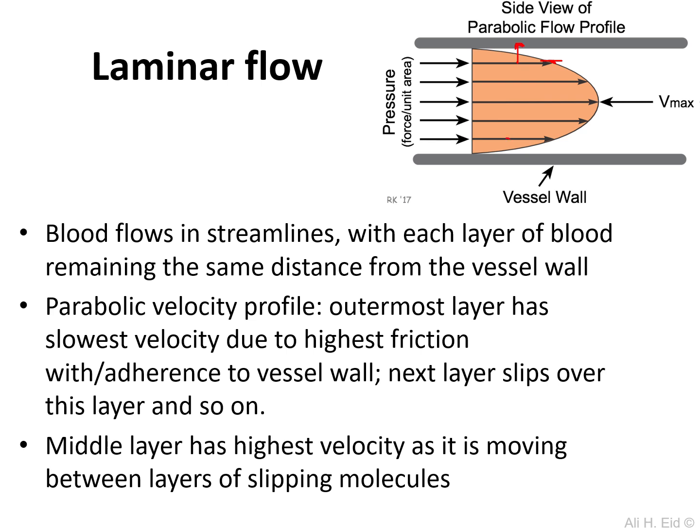So this outermost layer and this outermost layer are going to have the highest friction and thus the slowest speed. This is the parabolic velocity profile. As you get to the center, the velocity is going to increase. For instance, this one is going to have the highest velocity.